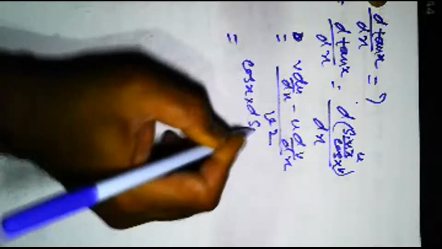In place of v you have cos x times d sin x, because we have taken sin x as u, dx, then minus sin x, then this is dv, v means cos x, and then this is dx. All right, and divided by v square means this is cos square x. Now, just now we have seen that the derivative of sin x is cos x, and the derivative of cos x is what? Can you remember? Yes, it is sin x but in negative sense, so it is minus sin x.